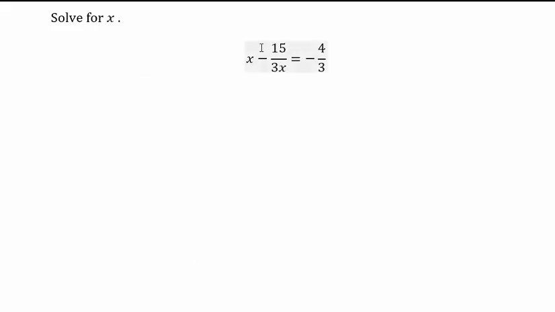So we're given this equation and we want to solve for x. x minus 15 over 3x equals negative 4/3. Okay, so one possibility is just to start by eliminating the fractions altogether.